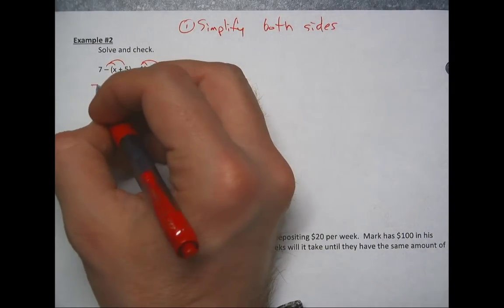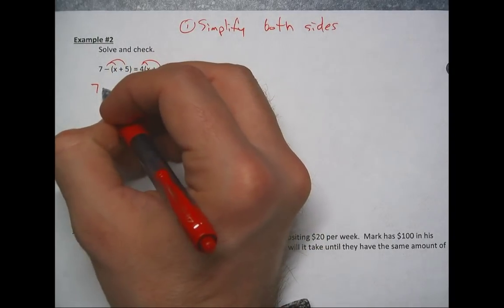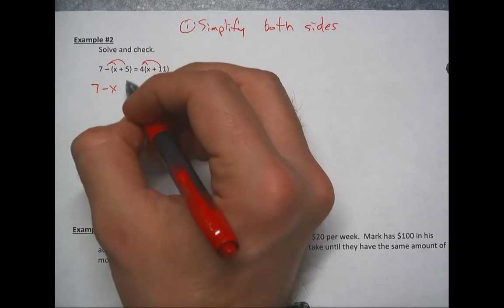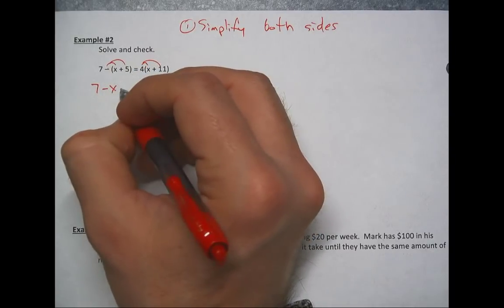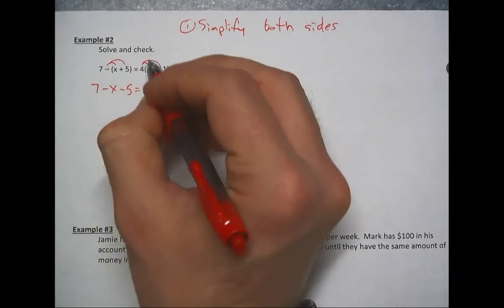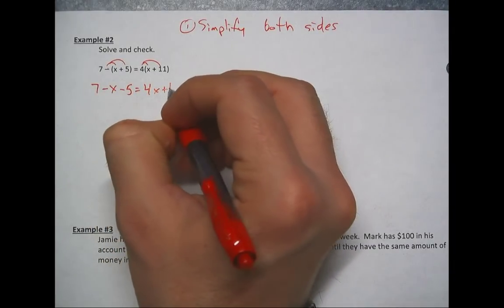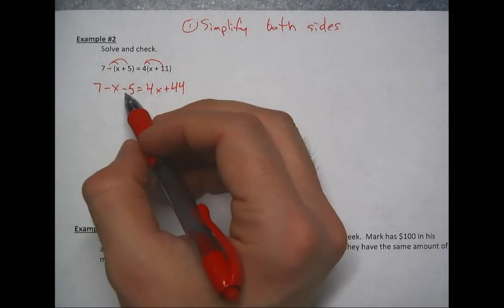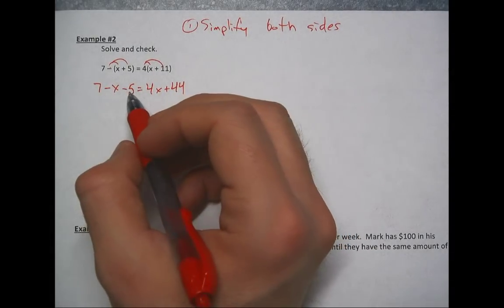So the 7 stays. -1 times x is -x, so minus x. And then the biggest mistake people will make is write +5. The minus comes here as well, so it's a -5. This side, 4x plus 44. I would still finish simplifying the left side before I do anything here.